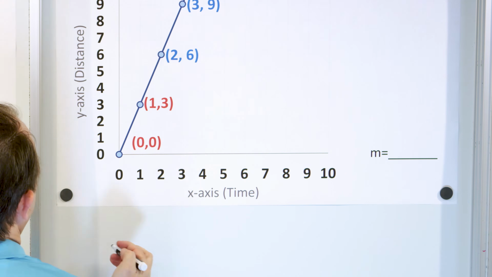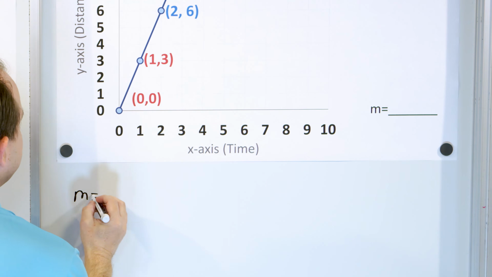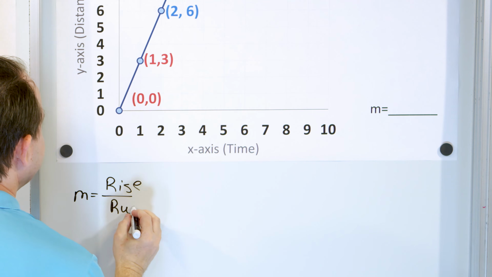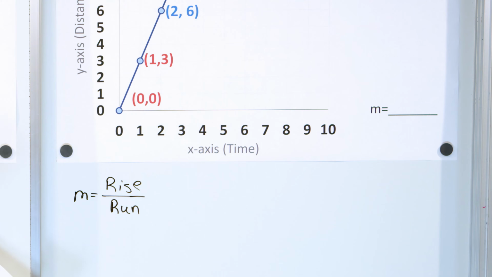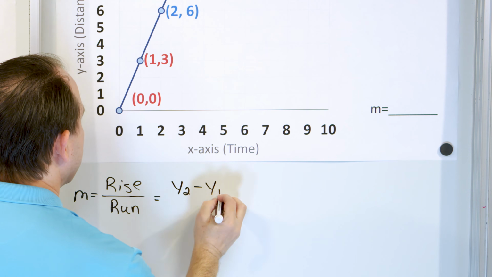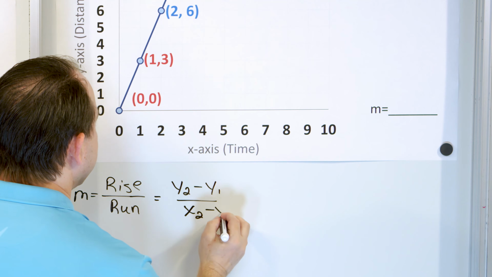So how do we find the slope? m is equal to the rise over the run. Now I'm going to write this equation down again, but after a while you don't really need to write it anymore. You'll see why in a second. It's y2 minus y1 over x2 minus x1.